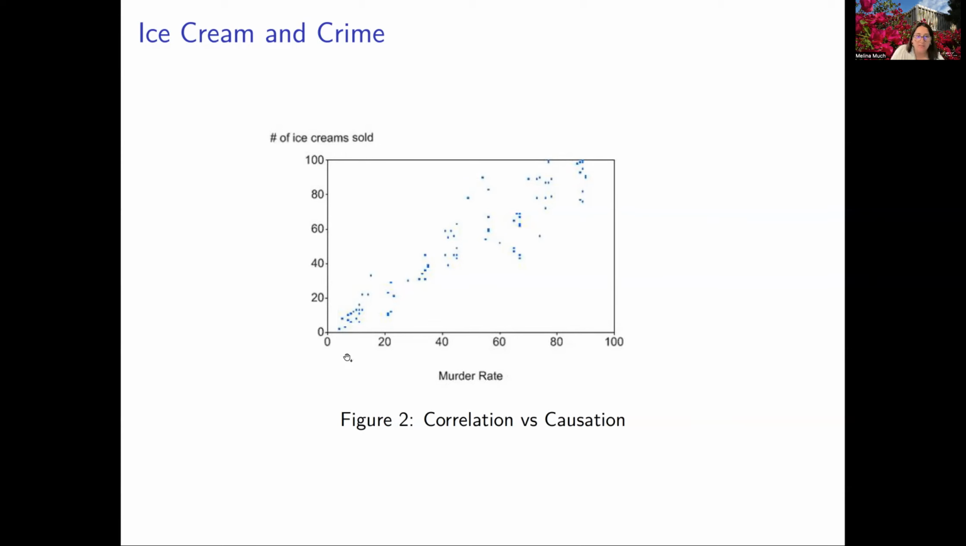So in the very bottom left-hand corner, we see the murder rate between 0 and 20% being fairly low, and also ice cream sales being pretty low at that time too.